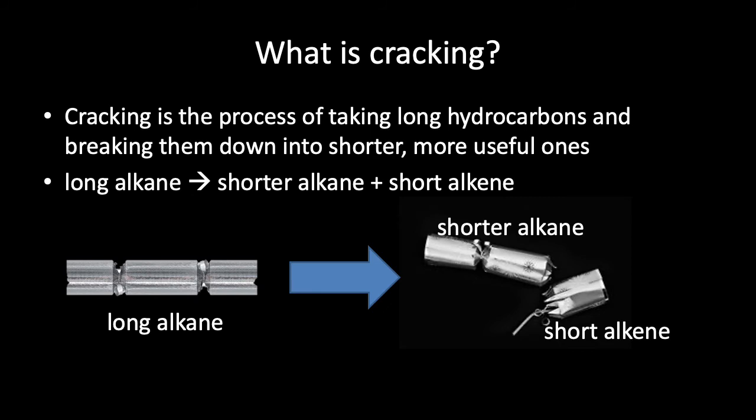So what is cracking? Cracking is the process of taking long hydrocarbons and breaking them into shorter, more useful ones. So think about this situation here, your alkane here. All right, here's a long alkane. You're cracking it and you're forming a shorter alkane and a short alkene. That in essence is cracking as a process. So can you just pause the video, guys, and write down these two key bullet points. That cracking is the process of taking long hydrocarbons and breaking them down into shorter, more useful ones. You take a long alkane, you crack it into a shorter alkane and a really short alkene, just like a Christmas cracker.